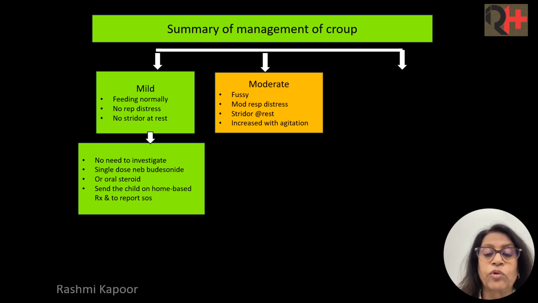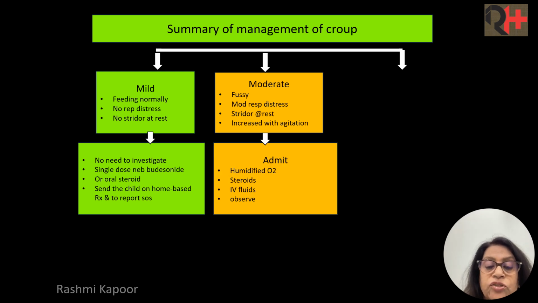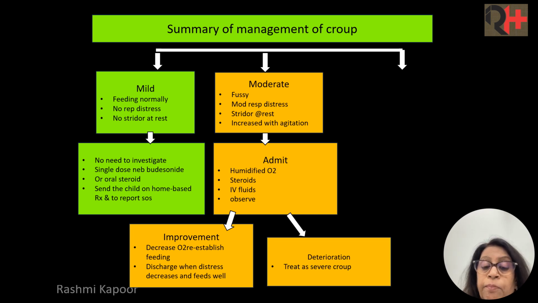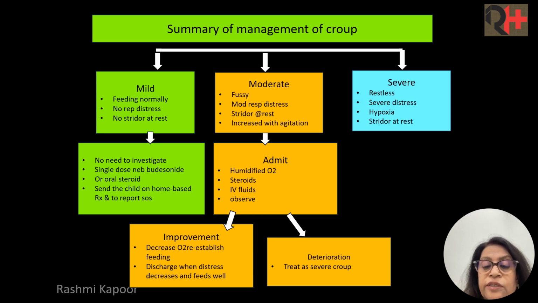If the child has moderate croup and child is fussy, moderate respiratory distress and stridor at rest which increases on agitation, then you have to admit the child, give humidified oxygen, steroids, IV fluids and observe. If there is improvement, decrease oxygen and re-establish feeding. Discharge when distress decreases and the child feeds well. But if there is deterioration, treat this child as severe croup.